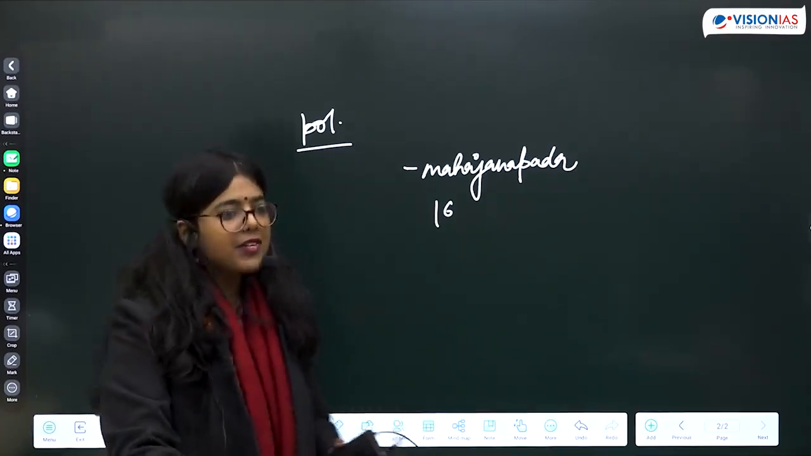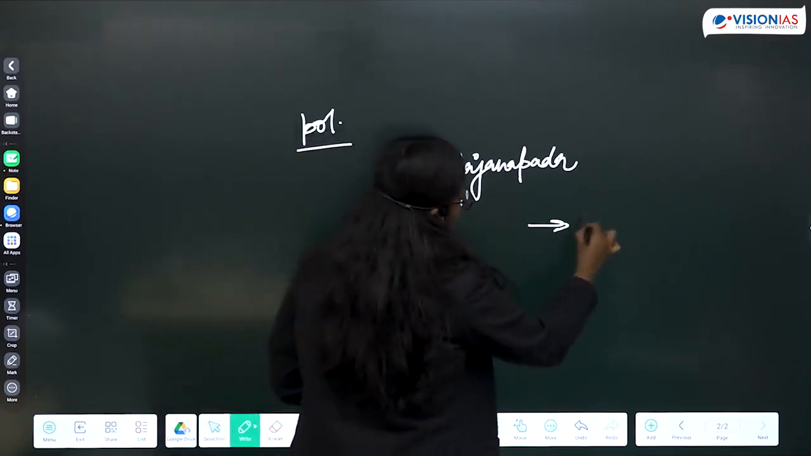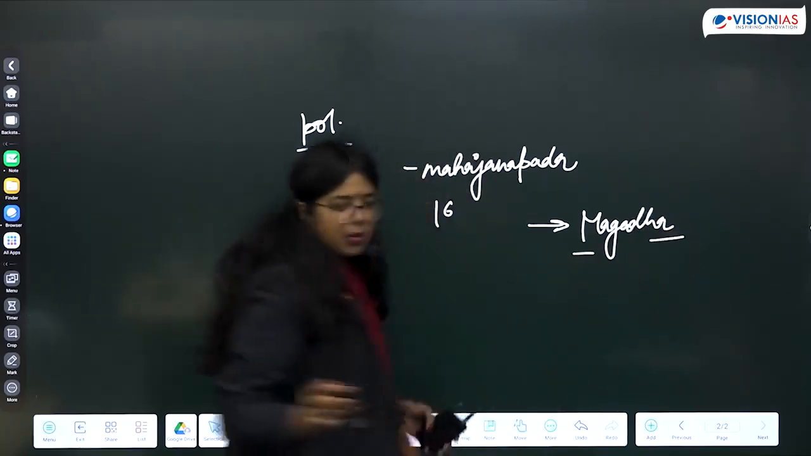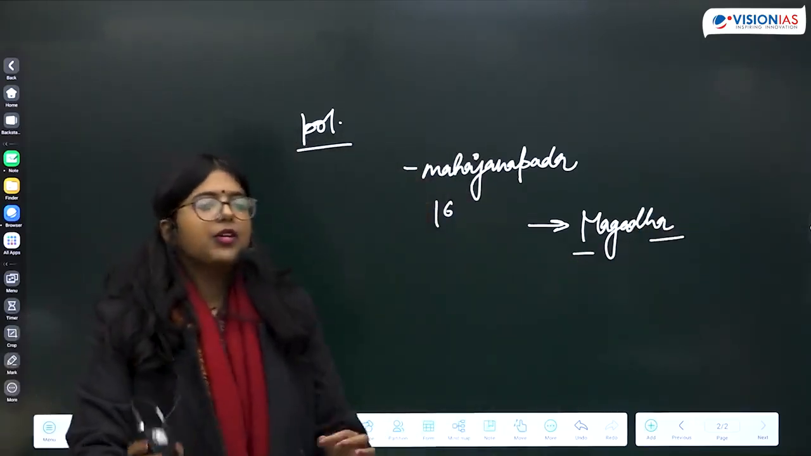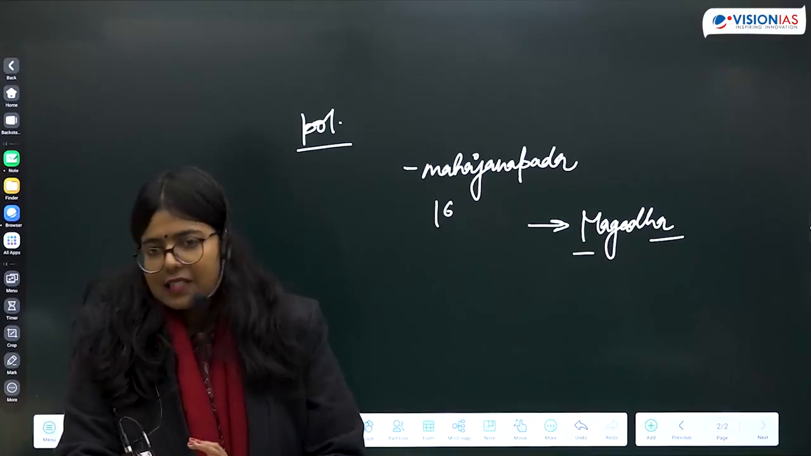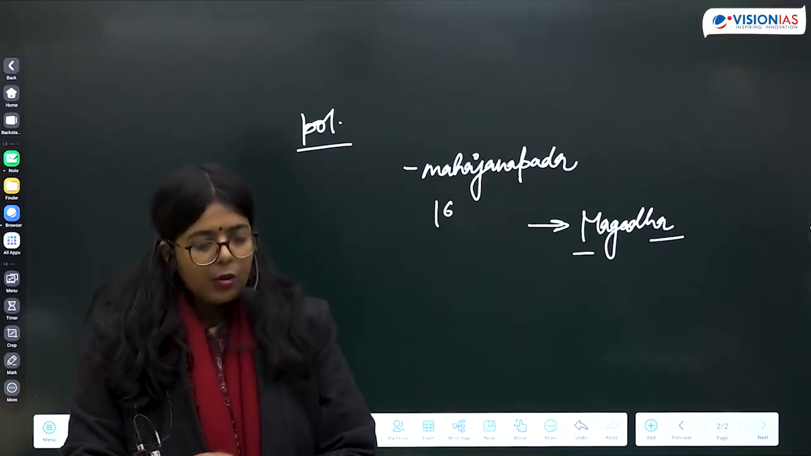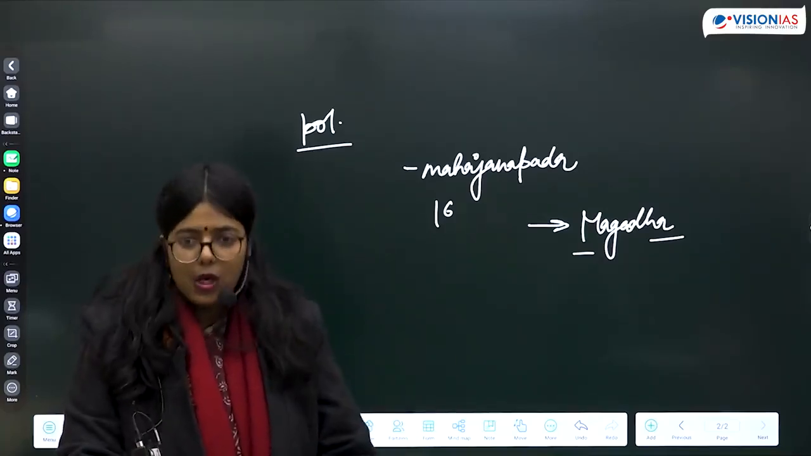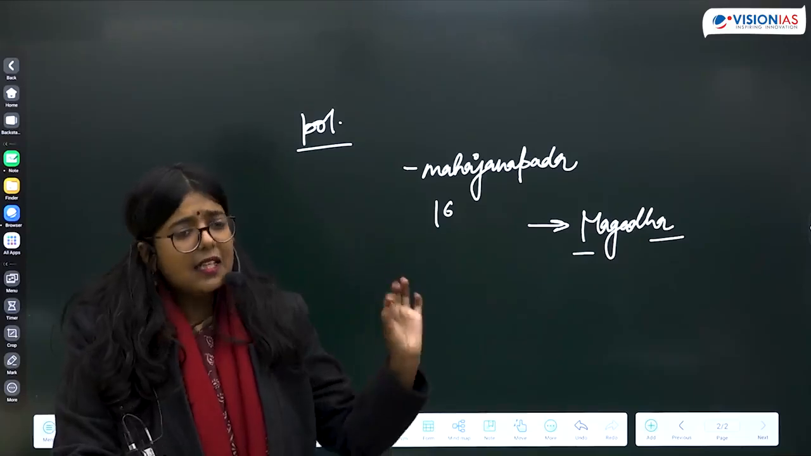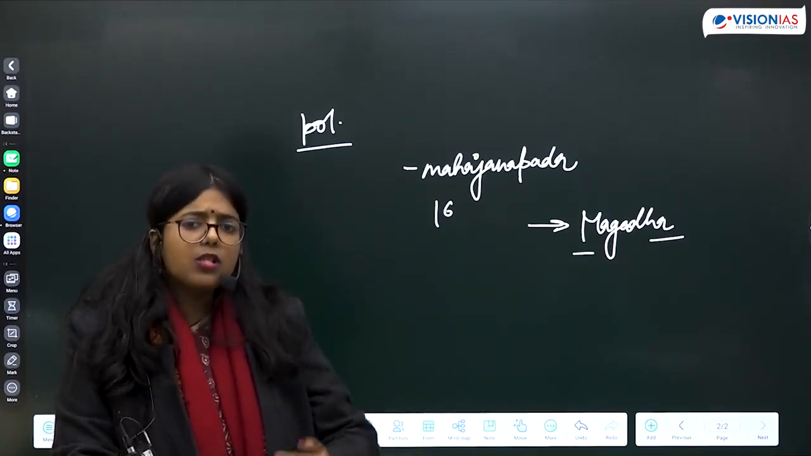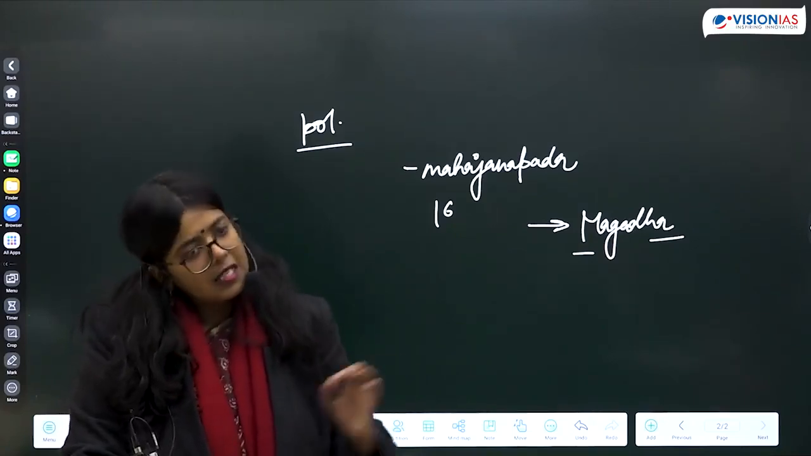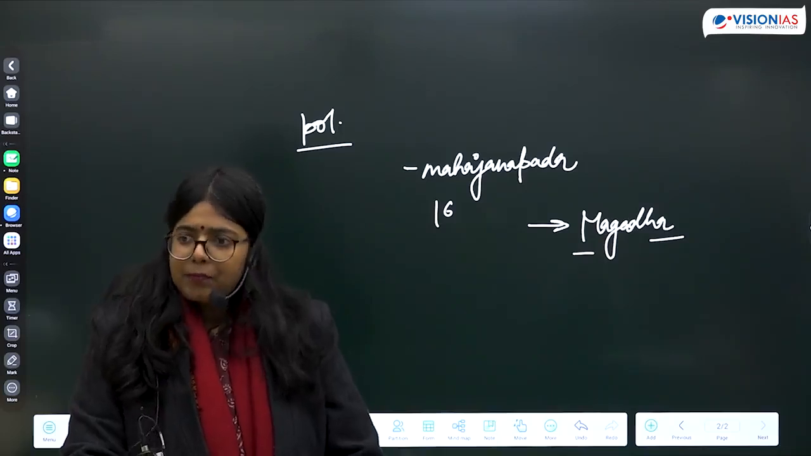With that expansion, what is happening? Magad will become victorious, and Magad is going to give India its first empire. Okay, so that was a process which was happening. If we talk about it politically, 16 Mahajanapadas and a process of expanding their sphere of influence. That is something which is happening here.